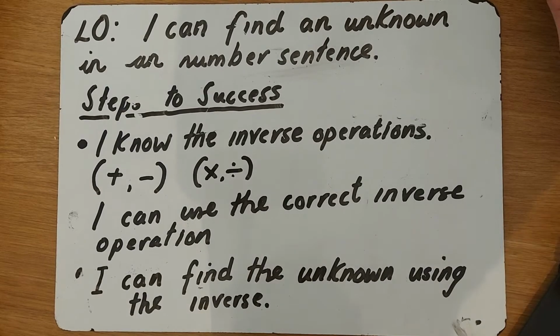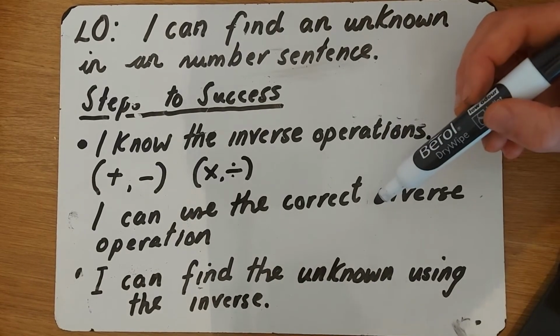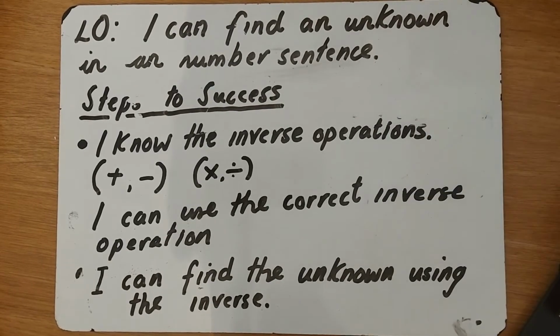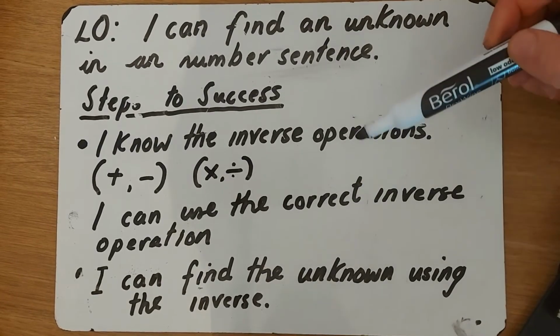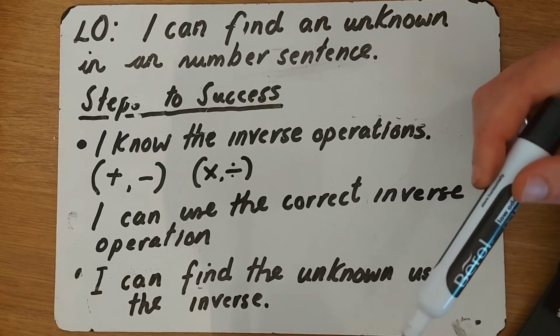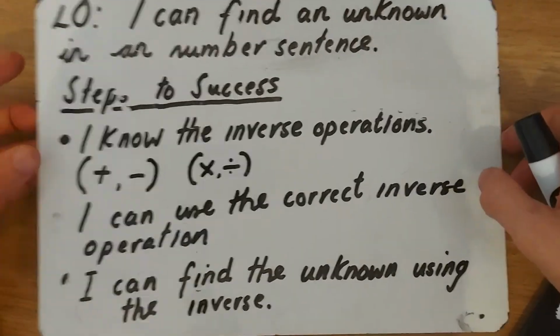And then the next step, I can use the correct inverse operation. So there's only 2 real steps. As long as you know this, there's only really 2 steps. I know the correct inverse operation, and then I can find the unknown using the inverse. So you'll see the number sentence, you'll know what inverse to do, then you'll be able to do the inverse, and that will get you the unknown, the missing number in that number sentence. Let's have a look. I've got some examples here for you.